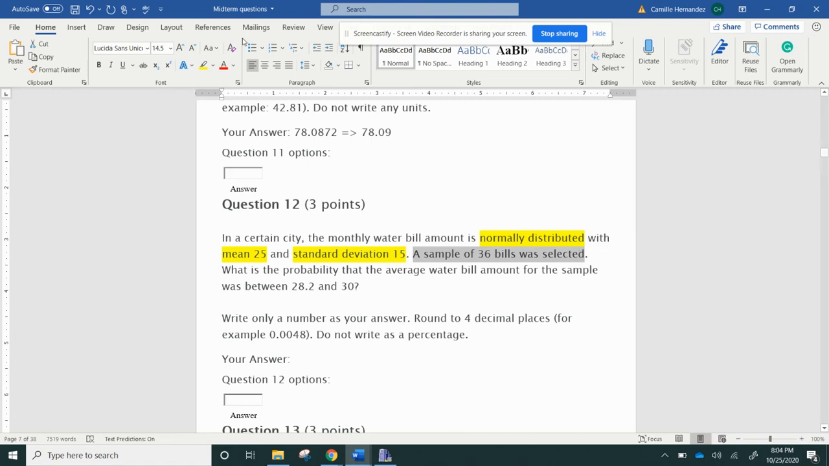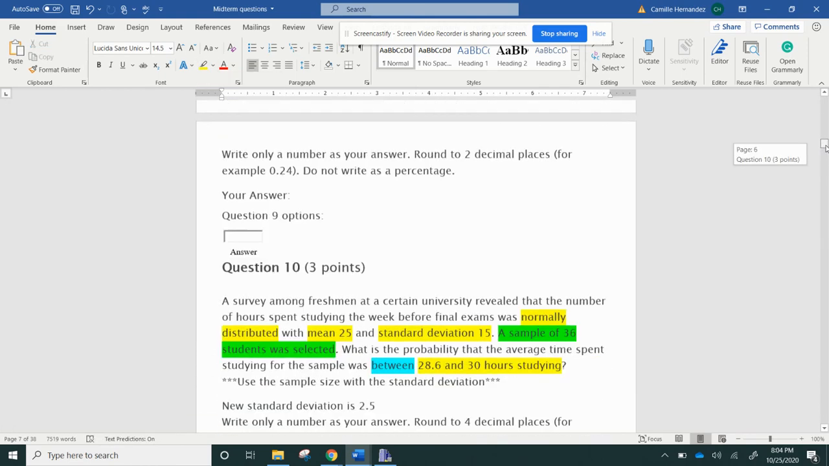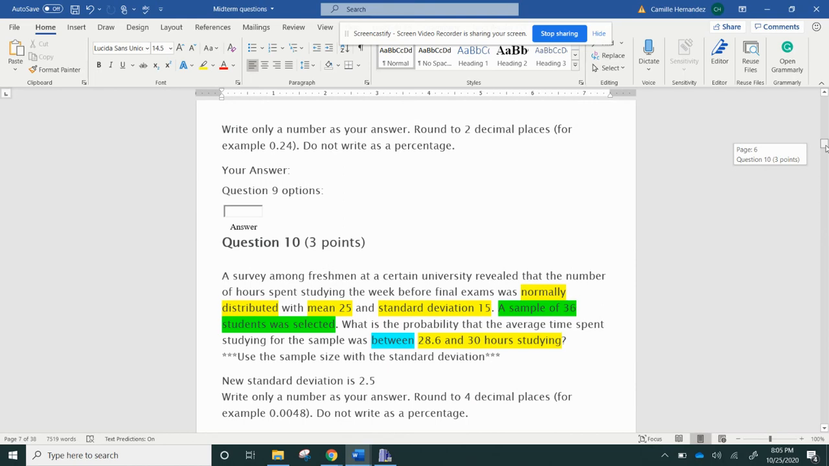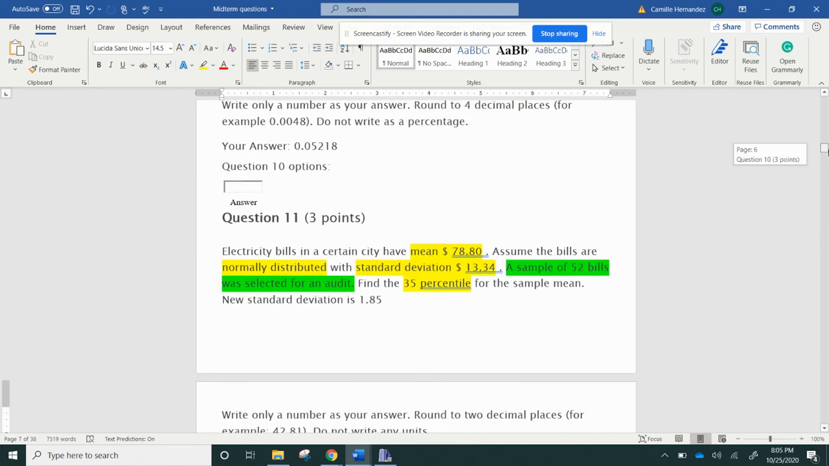Okay, I'm going to do this. Remember, different color because it's a sample, and I haven't used that yet. What's the probability the average water bill will be between? So I'm going to take this. I'm going to make it blue because it's on a different part of the graph. 28.2 and 30. That looks really close to what we solved before. Pretty close.